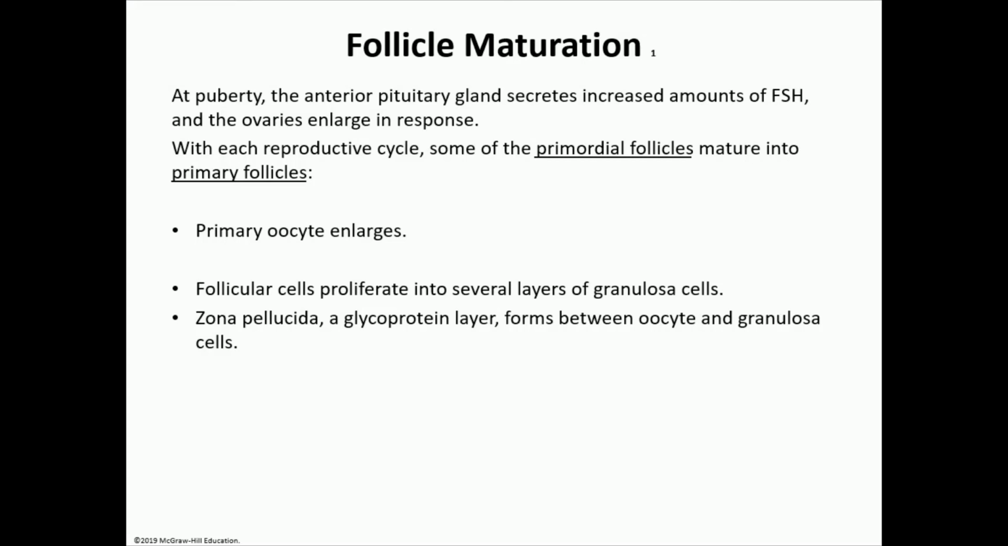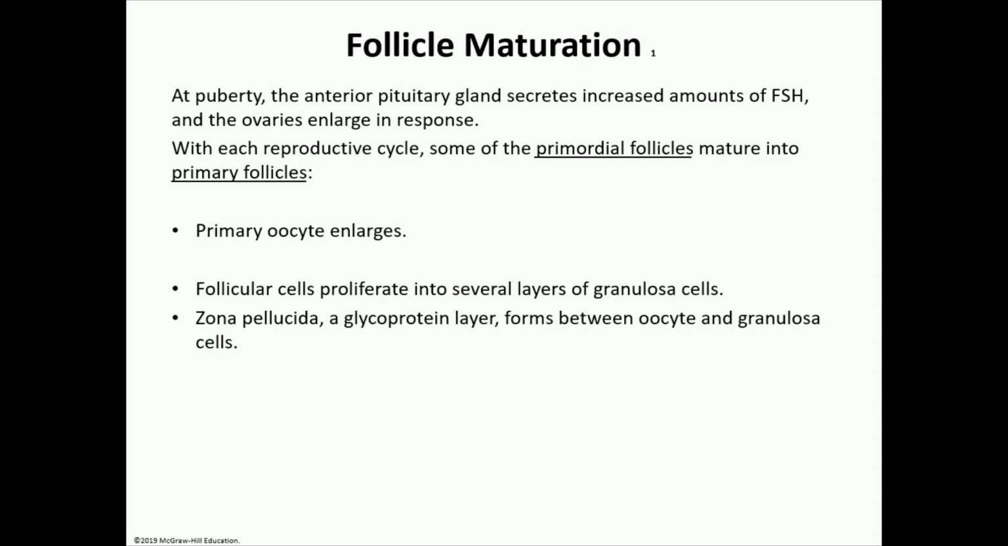Now for the maturation of the follicle. At puberty, the hypothalamus makes gonadotropin-releasing hormone, and that stimulates the anterior pituitary to make FSH and LH. FSH, named follicle stimulating hormone, is now going to stimulate these primordial follicles in order to mature into that mature egg.